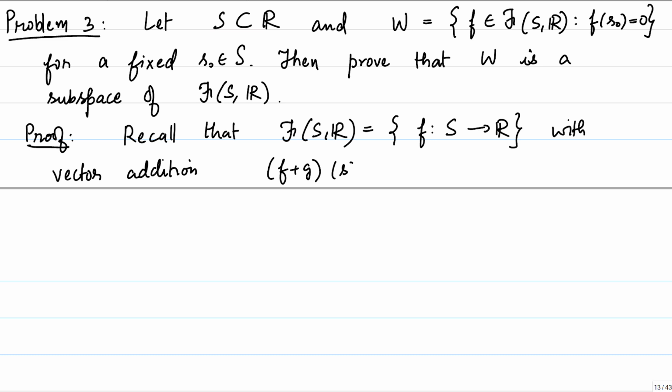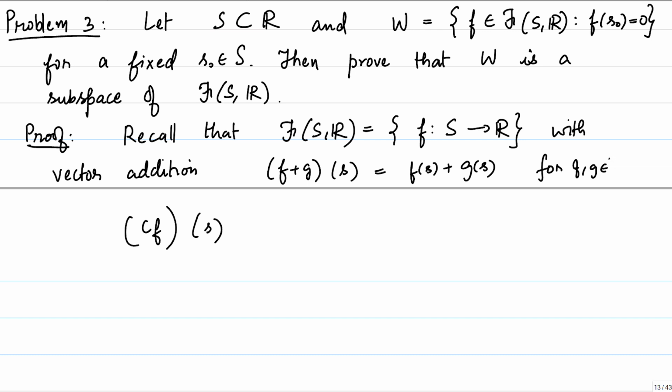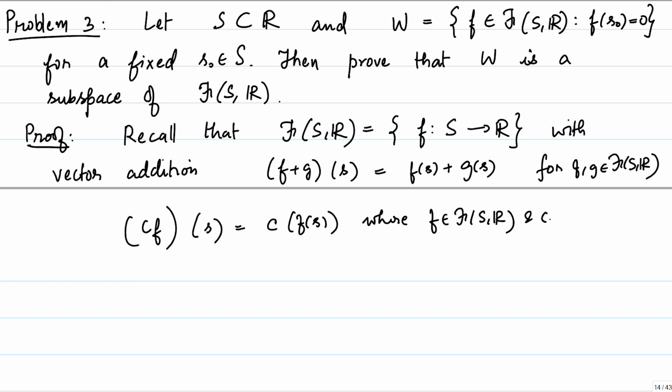So, we will define what this is at a point s in capital S. This is just f(s) plus g(s), which makes it into an honest function from S into R. And what about cf(s)? This is for f, g in F(S, R), and this is equal to c times f(s), where f is in capital F(S, R) and c is in R.